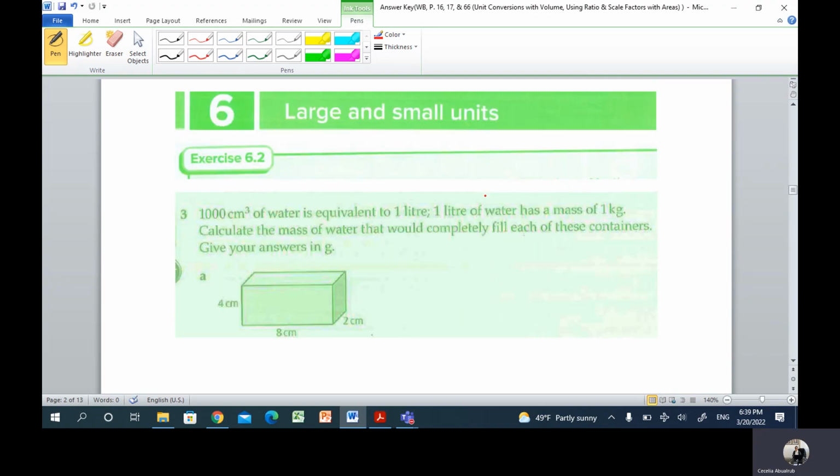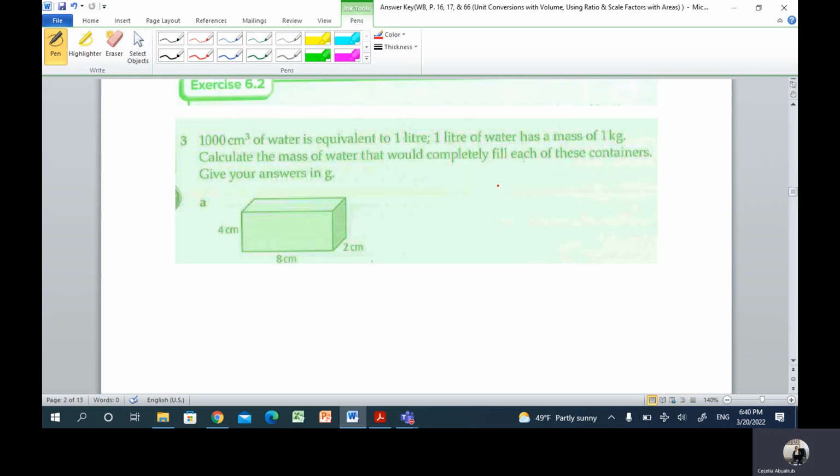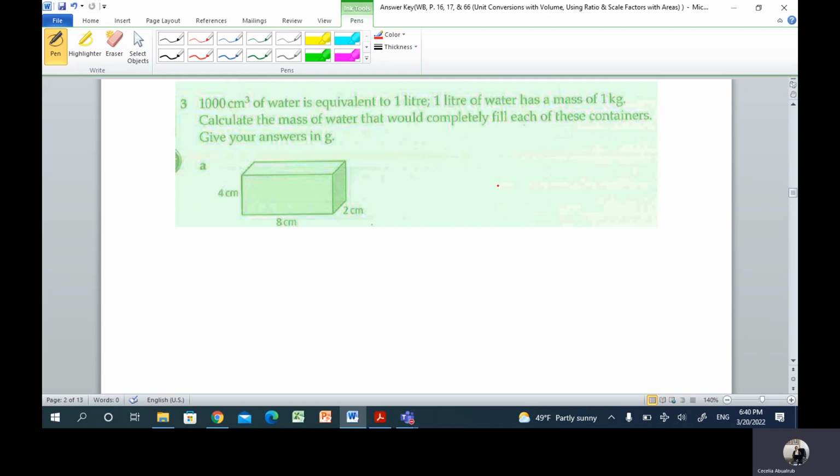Okay, let's have a look here at problems that involve calculations of volume and unit conversion with volume. So they're telling us that every 1,000 centimeter cubic of water is equal to 1 liter. So these are facts. So the fact is 1,000 centimeter cubic of water is equal to 1 liter. And 1 liter of water has a mass equal to 1 kilogram. So all these facts are given to us in the question.